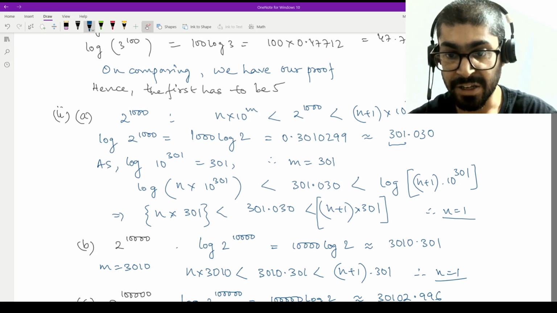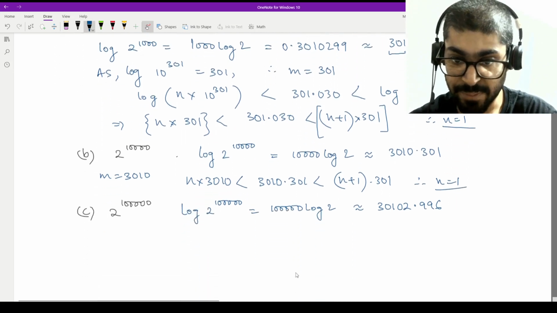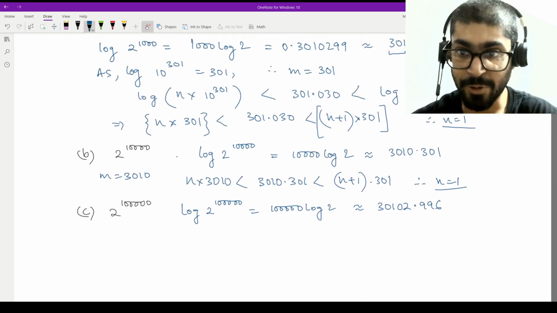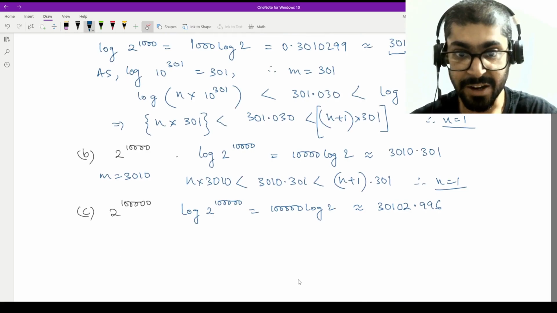Okay, so here I will have to check two different m's. Now that will throw a spanner in our works, but we will have to adjust to it. So we will check log.